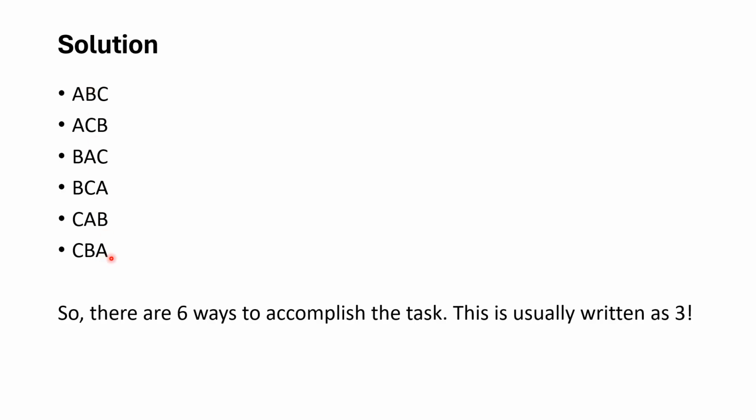So 6 different solutions. It doesn't have to be letters. It could be numbers. It could be different objects. The point is, if you want to arrange 3 distinct objects in a row, like we have here in a linear fashion, then there's 6 ways to do that.